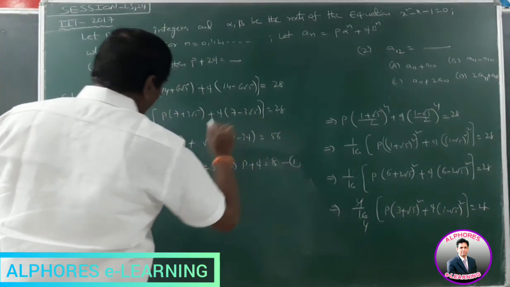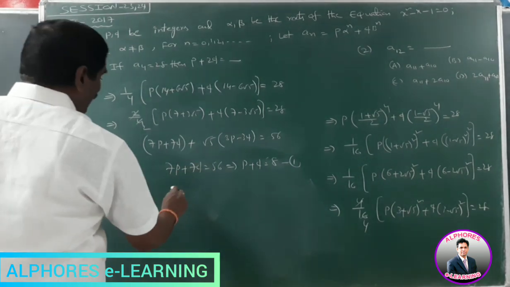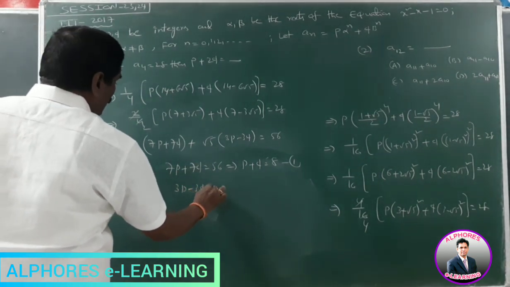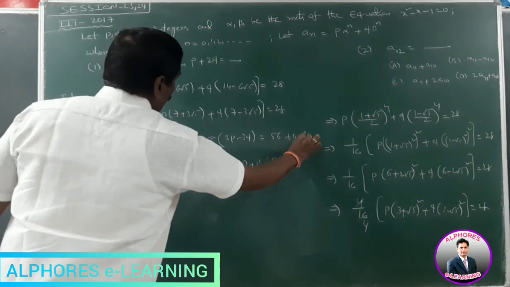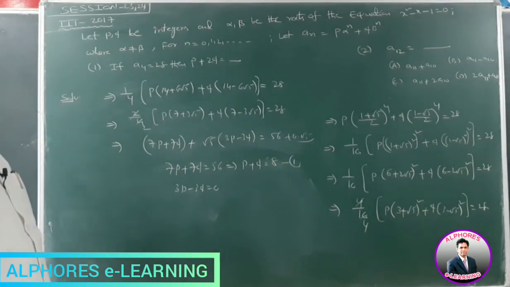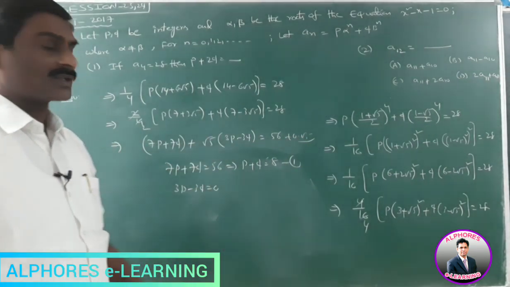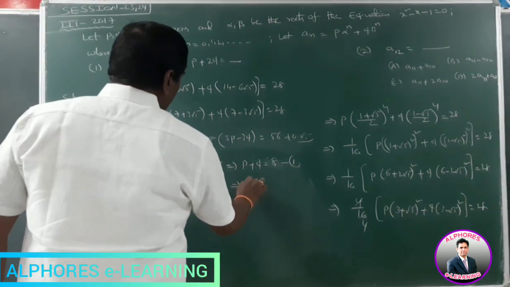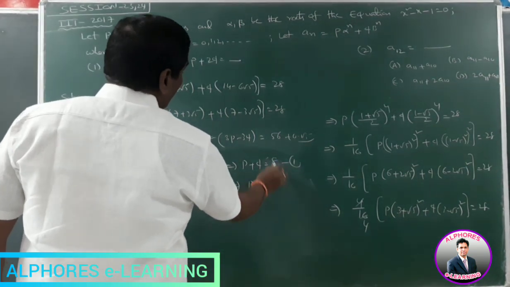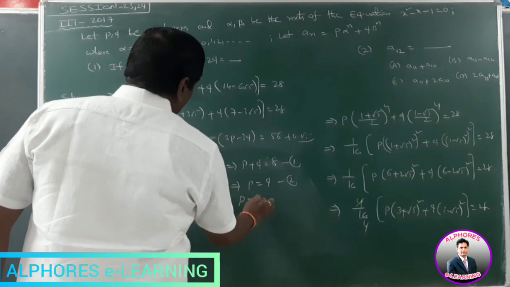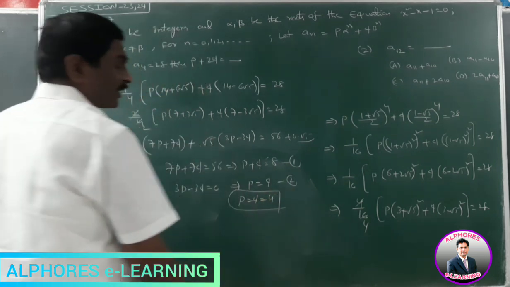It is equation number 1. At the same time, 3p minus 3q is equal to 0. Irrational term 0 into root 5. That means 56 plus 0 into root 5. So 3p minus 3q is equal to 0. That implies p is equal to q. That means substitute this value in equation 1. We get p is equal to q is equal to 4.